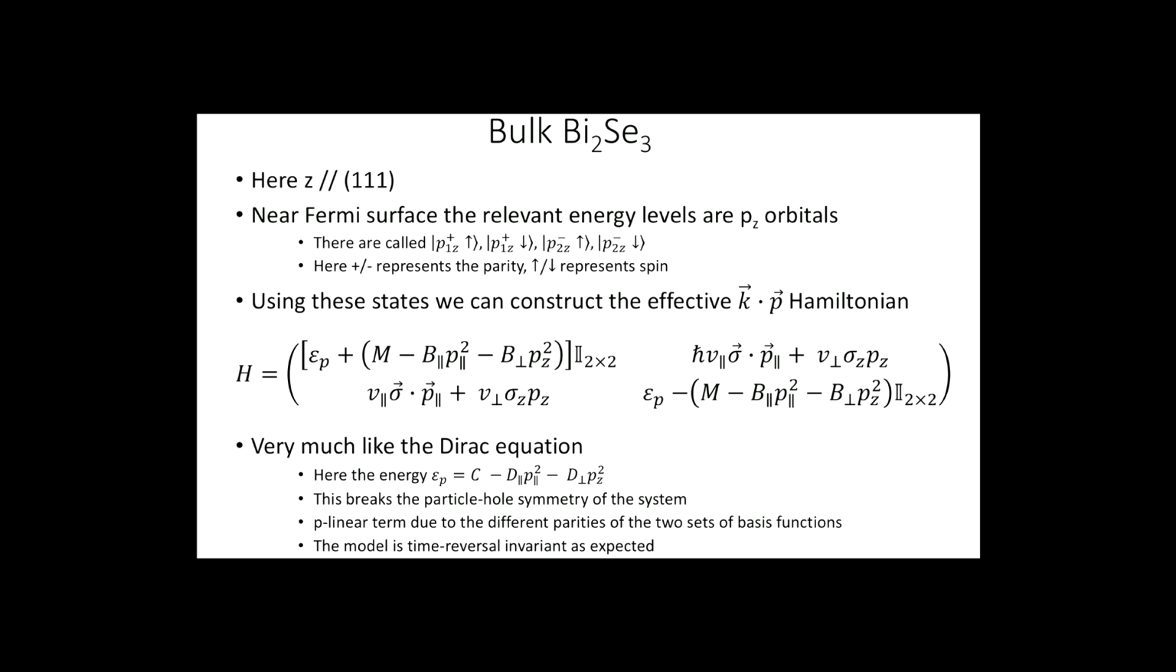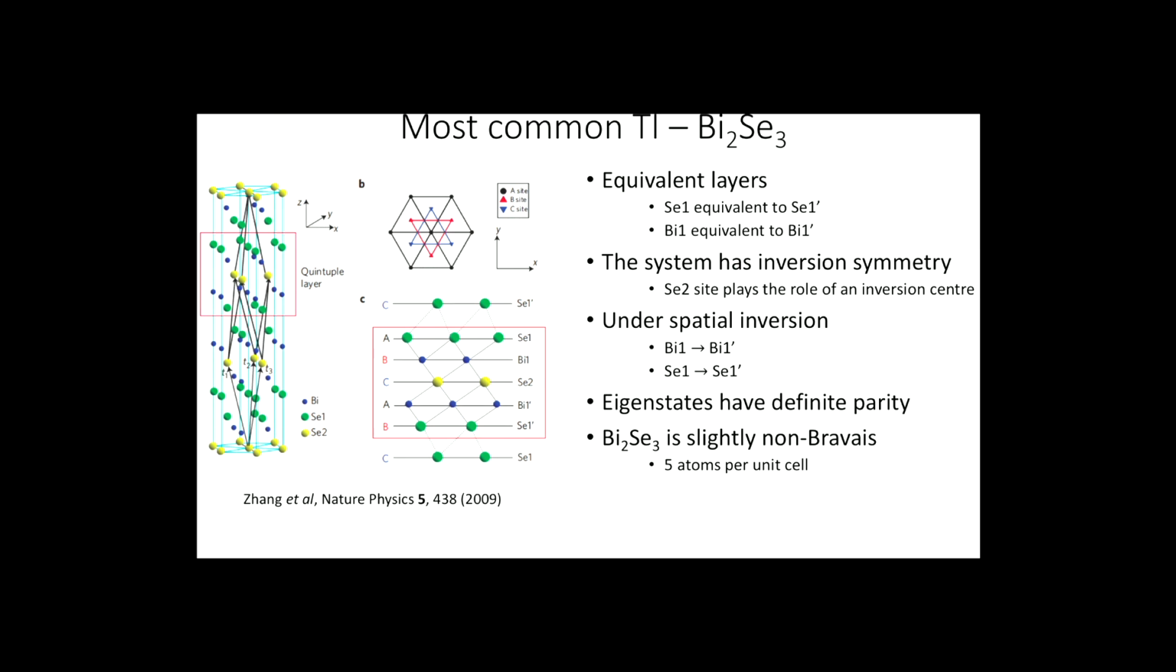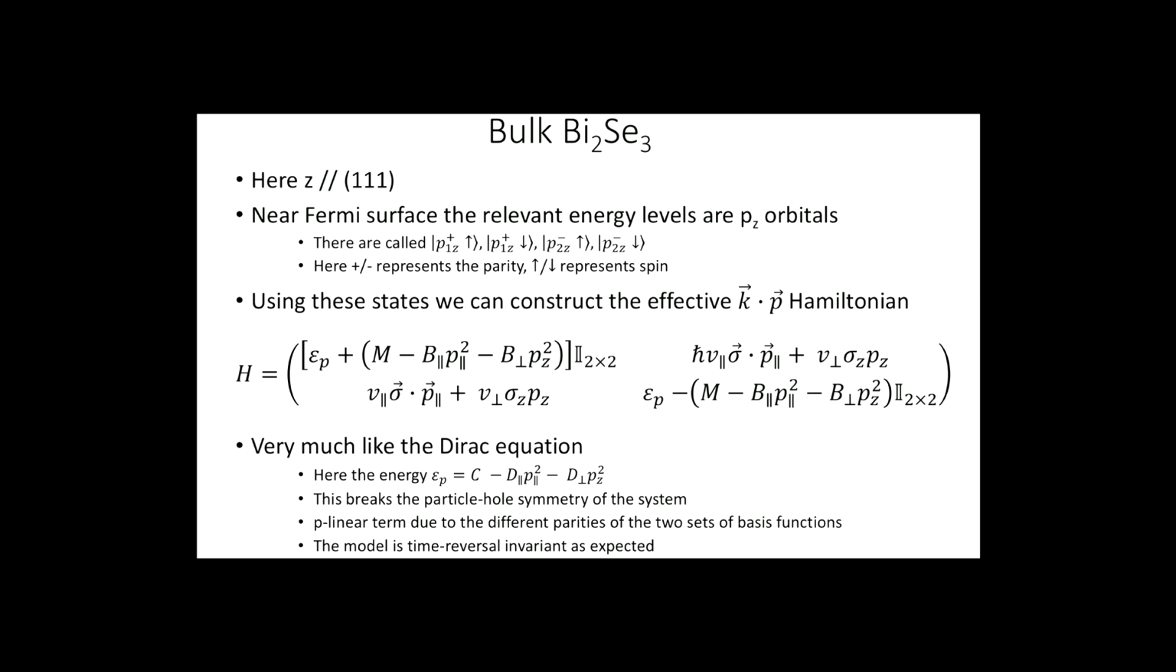X and Y, if you recall the lattice structure, this is a layered material, and the interactions within the layers are much stronger than the interactions between the layers. So this is why this symmetry decomposition exists between X and Y, which is within one layer, and Z, which is between layers. Okay, so we have essentially a Dirac-like equation. There's a term in the energy which breaks the particle-hole symmetry of the system. I'm giving you this mostly for completeness.